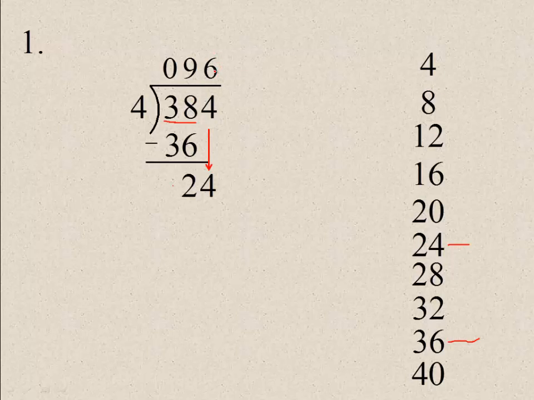Once I write the answer in the quotient, my next step is to multiply. 6 times 4 is 24. And once I finish multiplying, I will now subtract. 4 minus 4 is 0, 2 minus 2 is 0. So 384 divided by 4 is actually equal to 96. Some people remove the 0, some people leave it there, not a problem. Let's go on to example number 2.